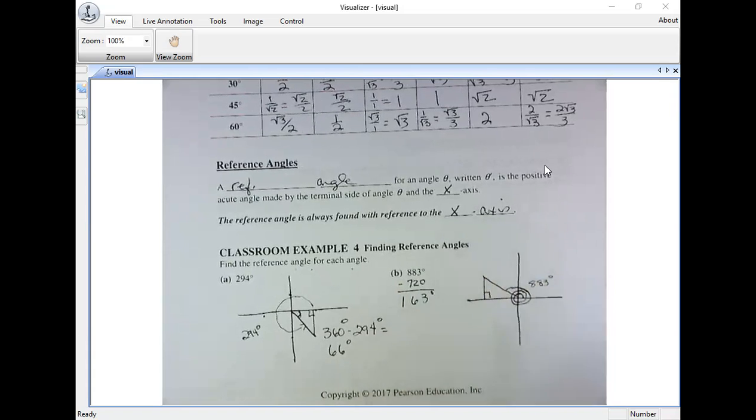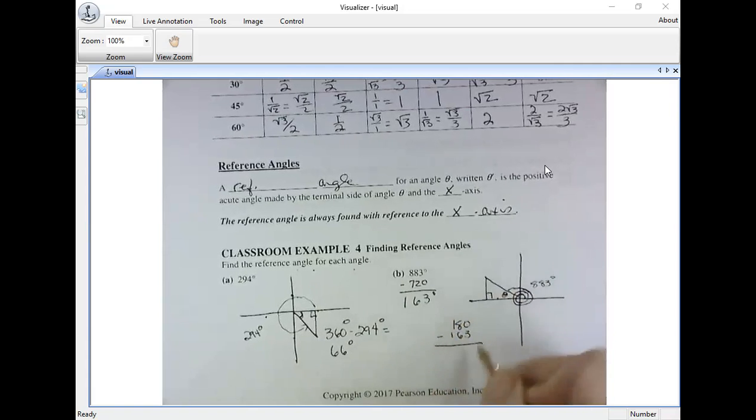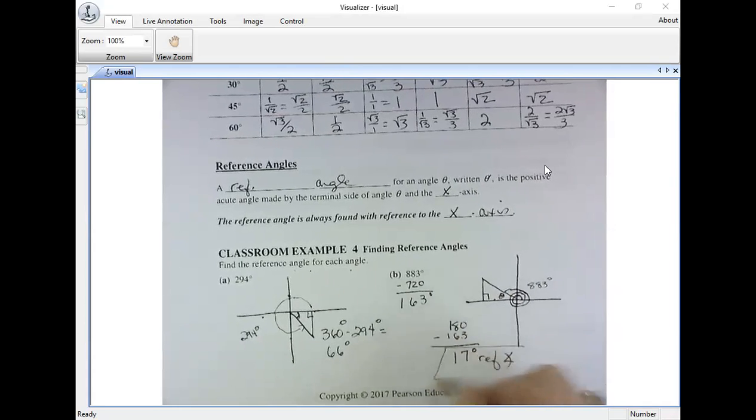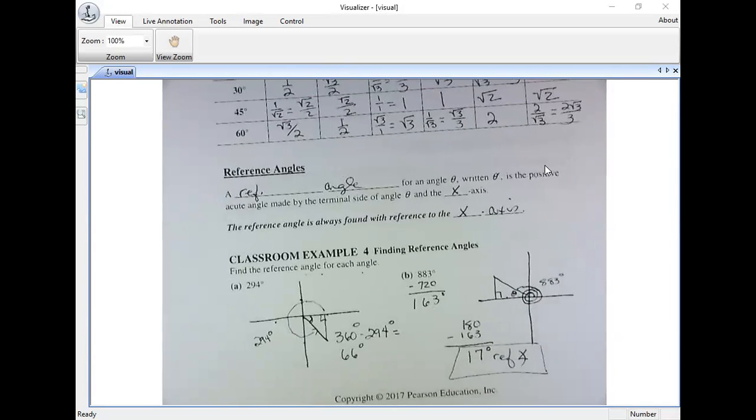If I drop that perpendicular to the x-axis, this is the angle that I'm looking for here. How would you find it? You've got a couple of different ways you could do it. I would say, since I know from here to here is 163 degrees, if I had gone all the way to here, it would be 180. So if I did 180 minus 163, I'm going to get 17 degrees. So my reference angle is 17 degrees.